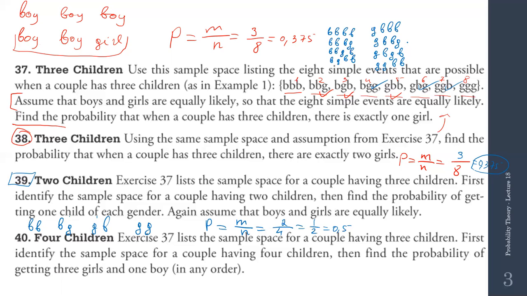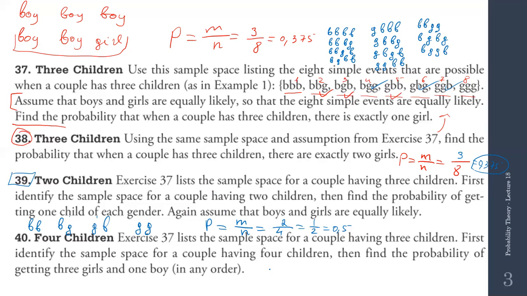Now, boy, boy, girl, girl, boy, girl, boy, girl, boy, girl, girl, and boy. How many do we have now? 1, 2, 3, 4, 5, 6, 7, 8, 9, 10, 11. We need more, because here we have 4 children.